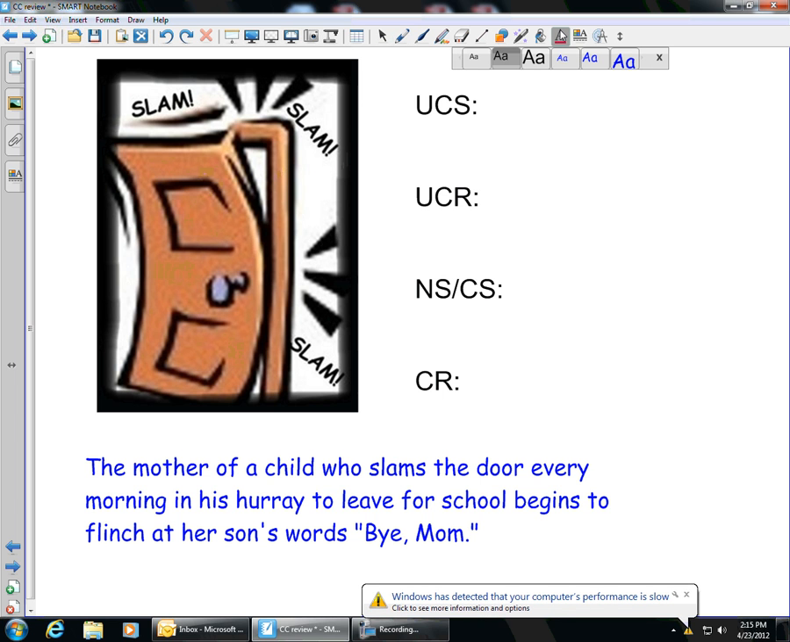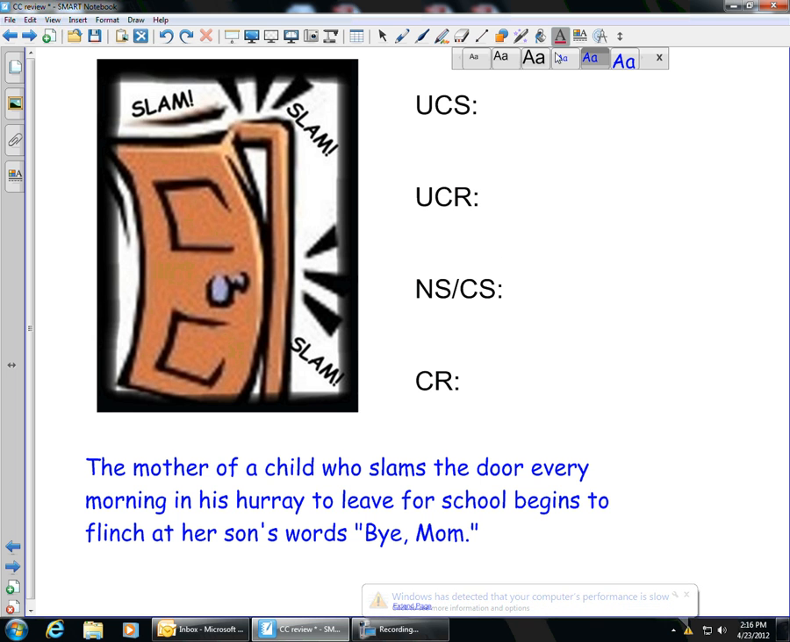First example says, mother of a kid who slams the door every morning and is ready to leave for school. The mom begins to flinch at her son's words when he says, "Bye, Mom." So what I'll do is give you a second to pause, and you should give it your best shot trying to identify what is the unconditioned stimulus and the unconditioned response, and then identify the neutral stimulus, which becomes the conditioned stimulus, and then finally, what is the conditioned response? So pause now, jot those down.